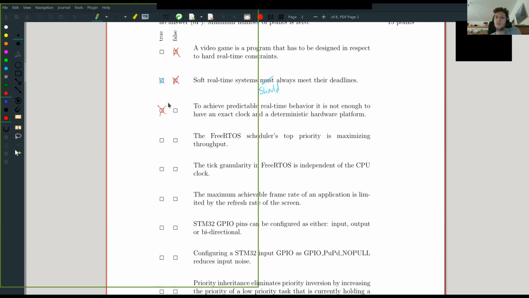The hardware is a big one. A deterministic hardware platform means you have to have deterministic cache. Generally this means people don't use cache, because cache is really hard to model. And then clocks, I guess that's hardware as well. What else do you have? Code, hardware. Caching is all part of the hardware platform.